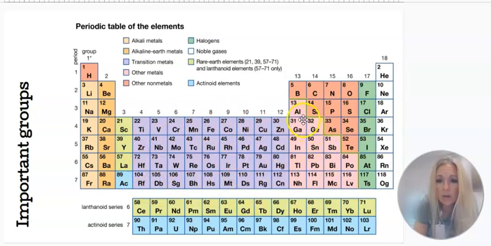And then these are going to be our non-transition metals, still metals here. So up here we've got some metals, metalloids, and non-metals all kind of in these same families here.